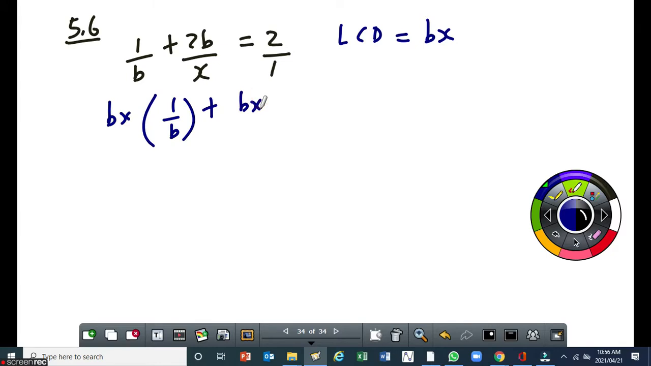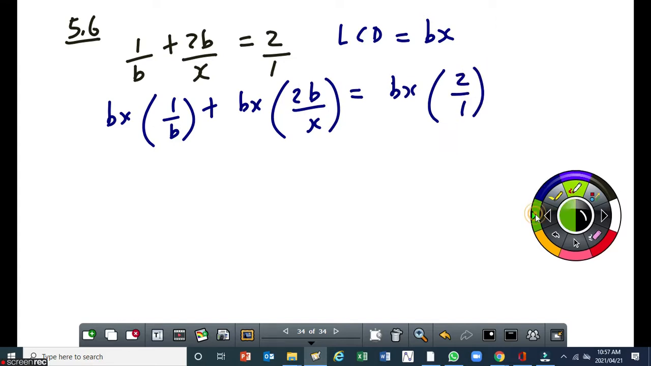Now, I want you to be aware that I'm trying to solve for x. So when I'm solving for x, you need to be aware that the x is the one that has to be the subject. So it becomes bx times 2b over x is equal to bx times 2 over 1. Then this b cancels with that b, that x cancels with that x. Once you do that, we have x times 1, that will give you x, plus b times 2b, that will give you 2b squared, is equal to 2bx.